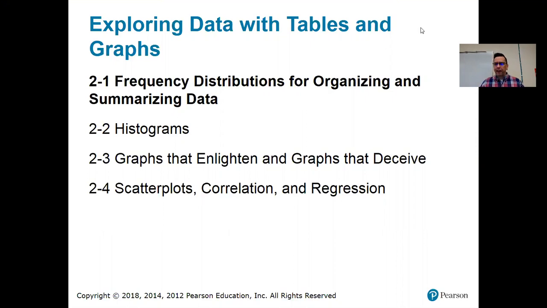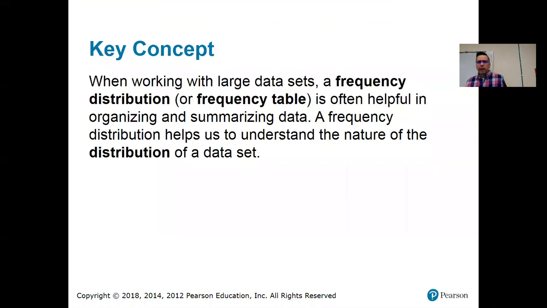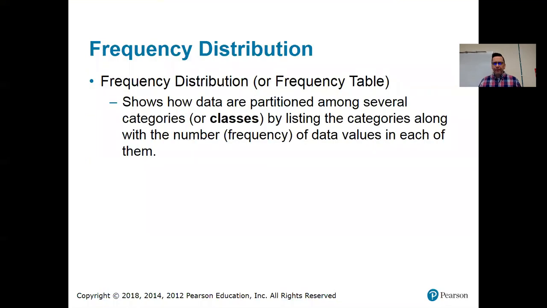But lots of other good stuff in these first three sections that I do want to talk about now, starting with frequency distributions for organizing and summarizing data. So the key concept in this section is that when you're working with large data sets, a frequency distribution or frequency table is often helpful in organizing and summarizing data. Okay, so a frequency distribution shows how data are partitioned among several categories or classes by listing the categories along with the number or frequency of data values in each of them.